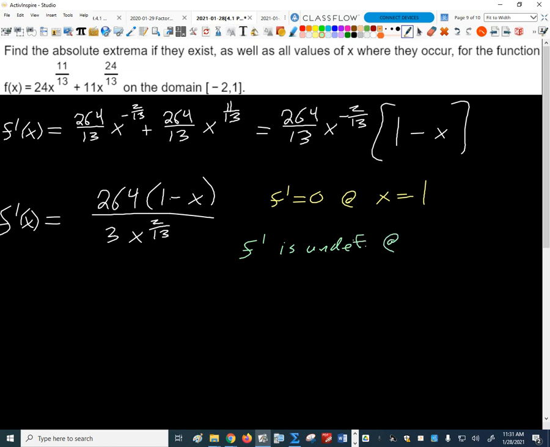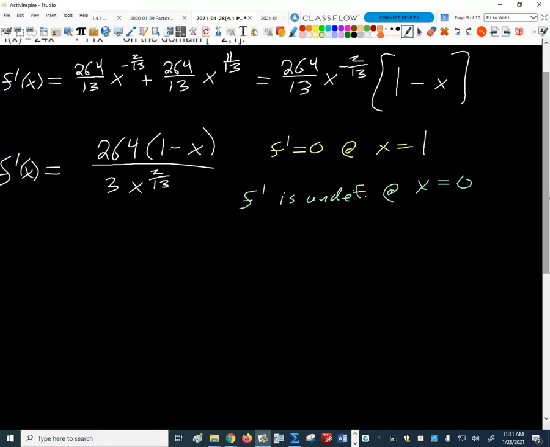At what x value is our function undefined? A rational function, meaning a fractional function, is equal to 0 when the top is 0, and it's undefined when the bottom is 0, right? So tell me here, at what value of x is the bottom 0? 0. There you go. Good. So it's undefined at x equals 0. So now we can build our table.